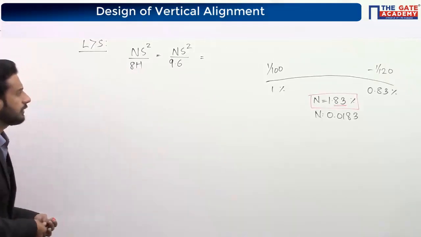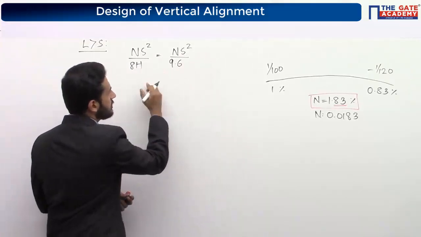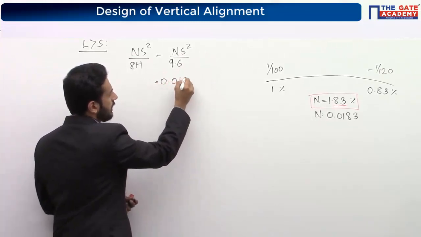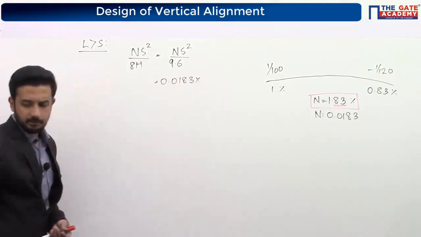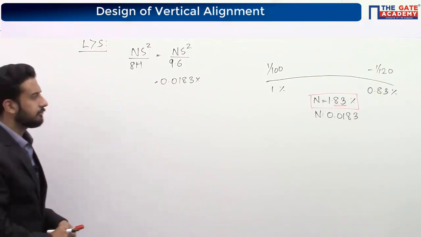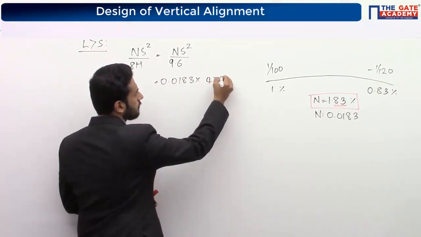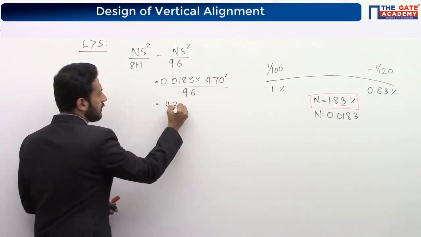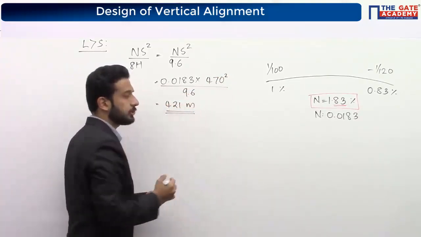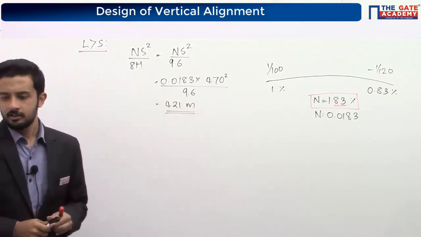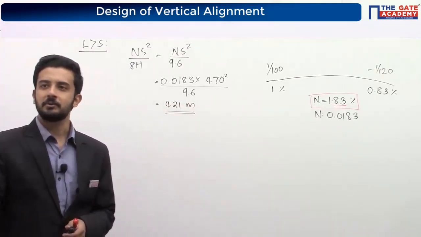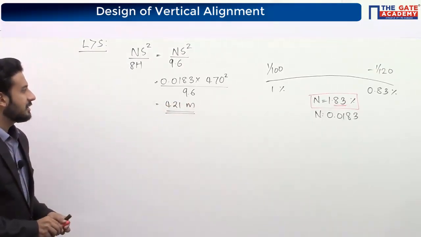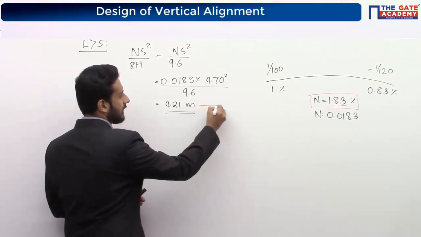That's why. Fine. So if you are substituting, how much will you get? 0.0183 into the passing sight distance they told, 470 meter, divided by 9.6. How much are you getting? You will be getting approximately 421. Very good. 421 you got as your L value.